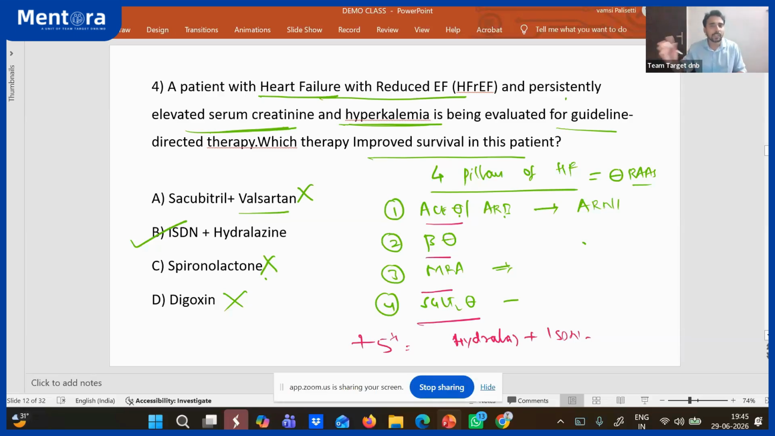So remember 4 plus 1. The 4 are all the drugs you know, but the 5th drug is also there, isosorbide dinitrate and hydralazine. It's a vasodilator. It can decrease the afterload, it can decrease the preload, so it can increase survival in patients with heart failure. Right? So that's what the question is about.